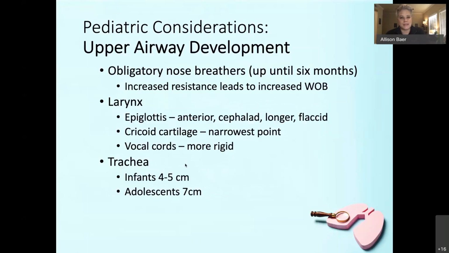So upper airway, you might remember this from nursing school, but babies are obligatory nose breathers. So up until 6 months or so, they really are going to prefer breathing through their nose. It doesn't mean they can't breathe through their mouth, but it's just not going to be natural for them. They're going to want to breathe through their nose, and any increased resistance in that nasal passage is going to increase their work of breathing. So that's why our babies that come in with viral pathogens that are causing all that congestion, it really affects their work of breathing because they don't automatically compensate with breathing through their mouths.